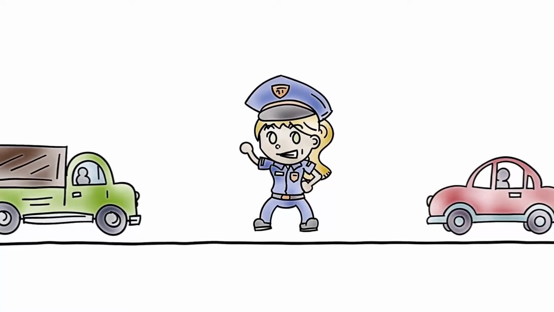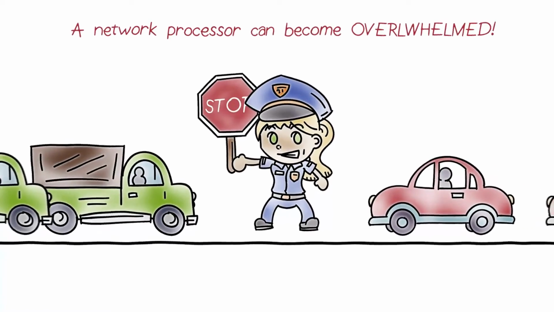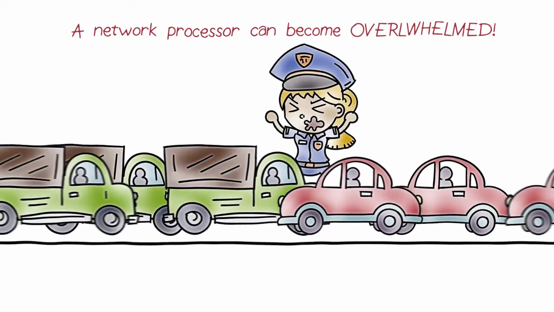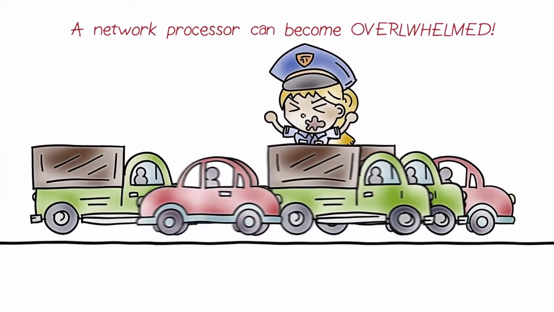As we saw in the previous lesson, network processors are embedded systems with unique issues. Without careful software design, a network processor can become overwhelmed. One area of particular interest is resolving bank conflicts.